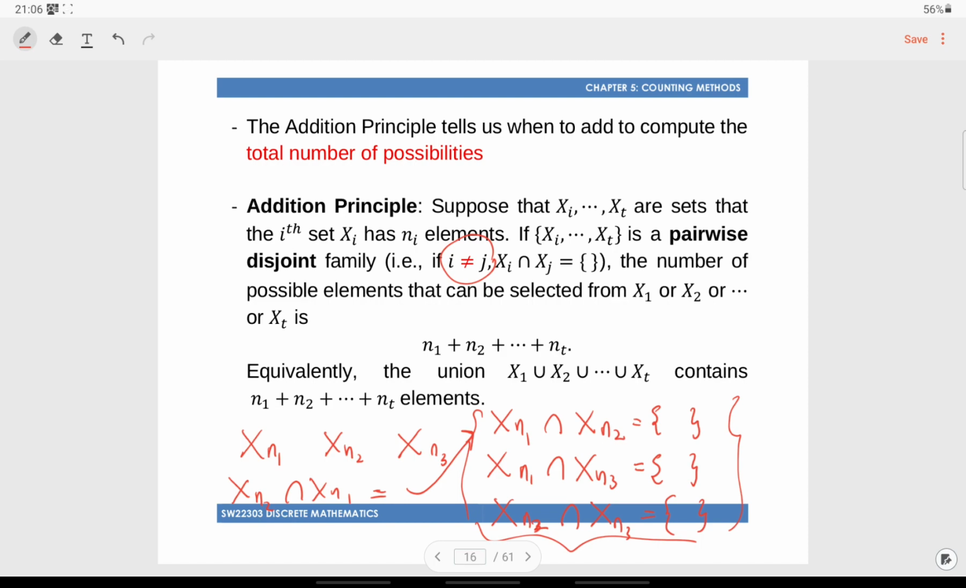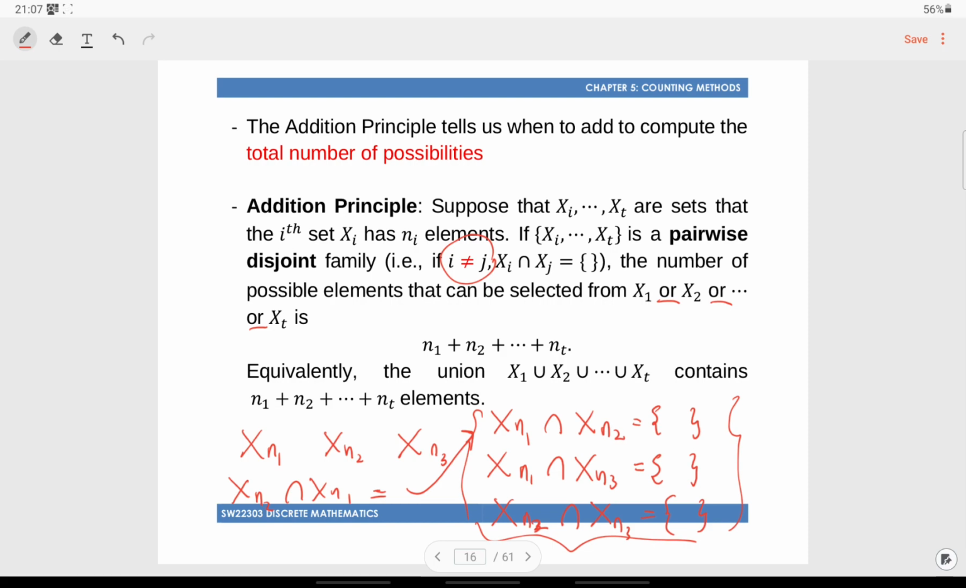All right. So the number of possible elements that can be selected from X1 or X2 or up to Xt is n1 plus n2 plus up to plus nt. So in our example, that means the number of possible elements that can be selected from X1 or X2 or X3 is n1 plus n2 plus n3.